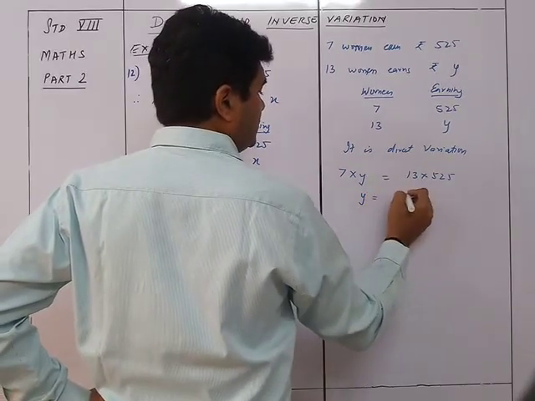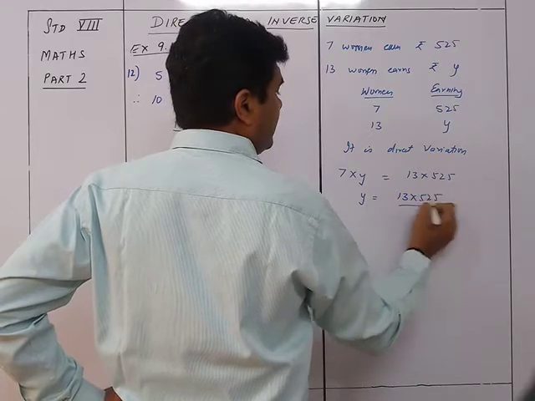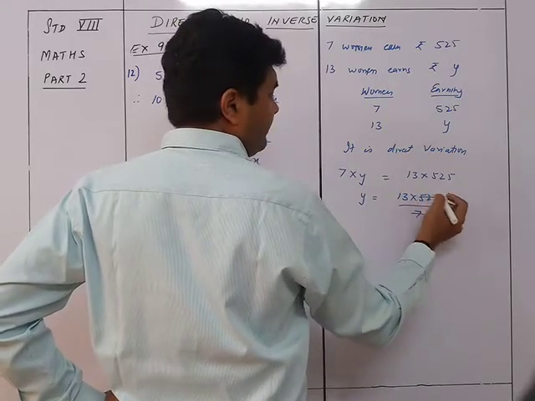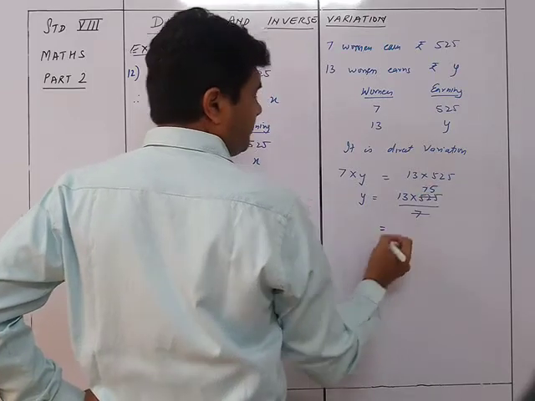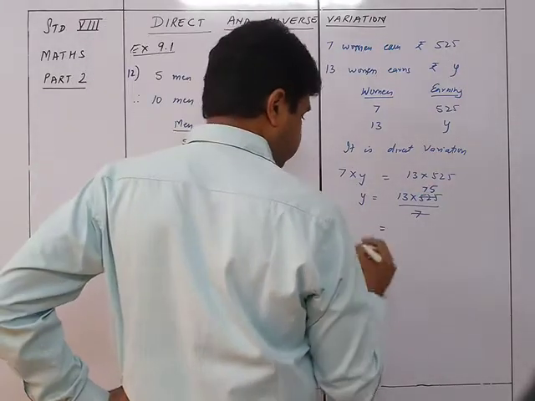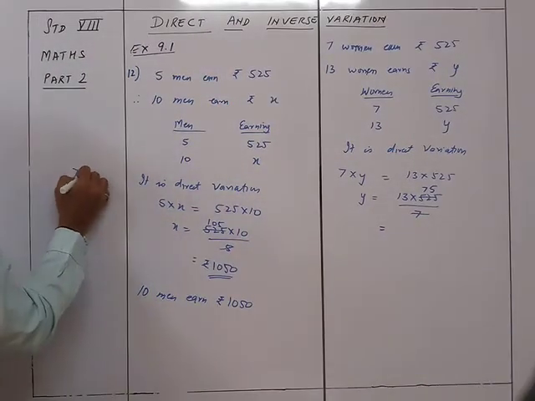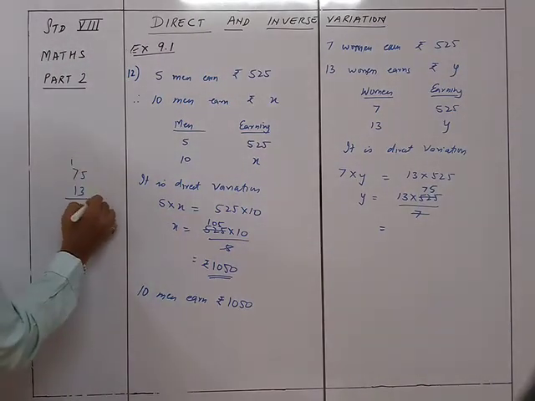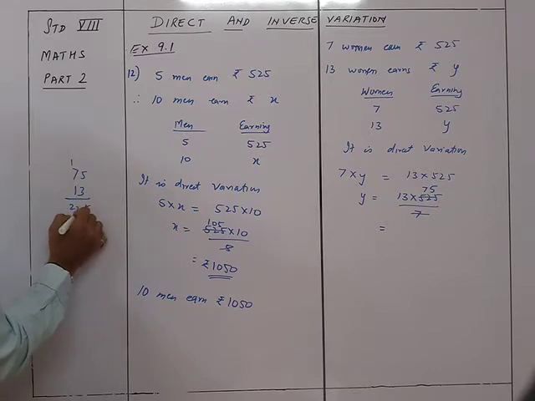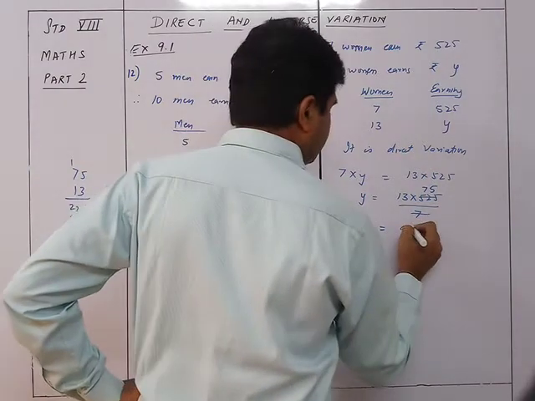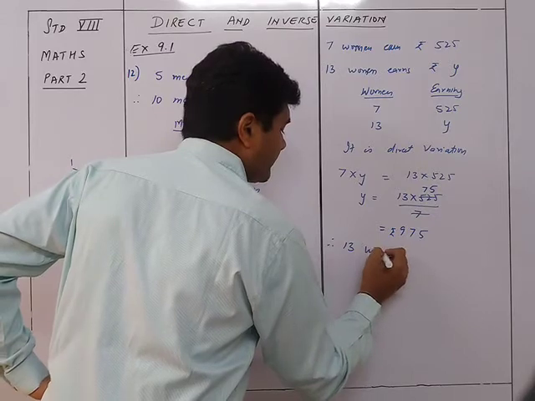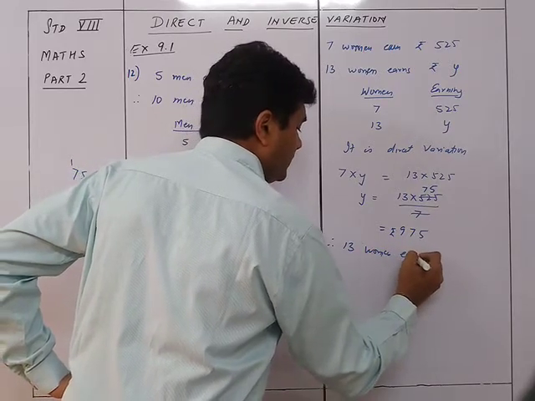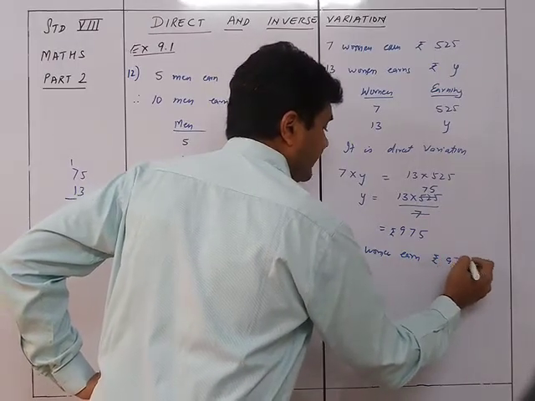So y is equals to 13 into 525 upon 7. So 7 is the 49 and 35. So 5, 75. So that will give you 75 into 13. 15, 21, 22, 0, 5, 7, 5, 7, 9. So it is equal to 975 rupees. Therefore, 13 women earn rupees 975.